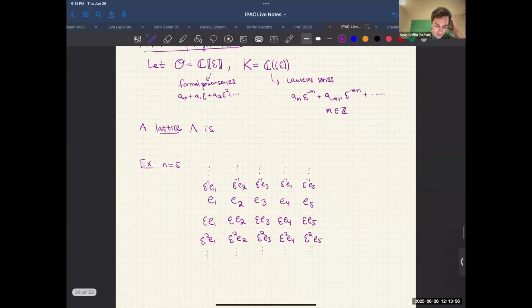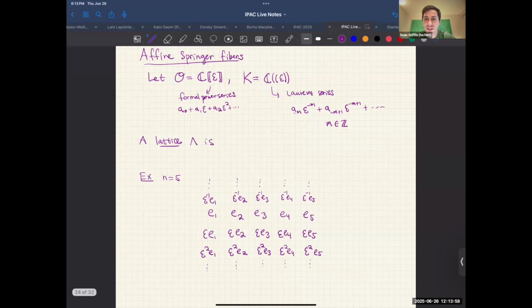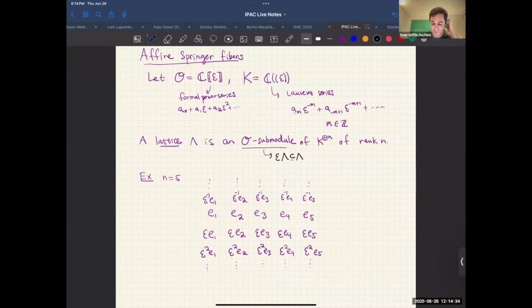And a lattice is, and now let me turn to my notes. So a lattice is an O-submodule of this vector space of Laurent series to the nth power that has rank n as a module over O. By submodule, I mean, essentially you can just interpret it as epsilon applied to lambda is still inside of lambda.